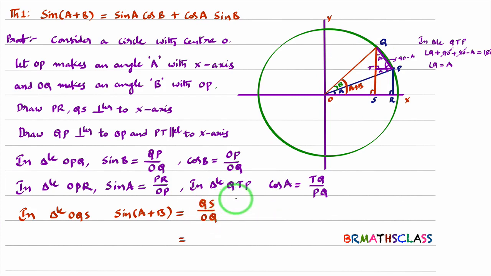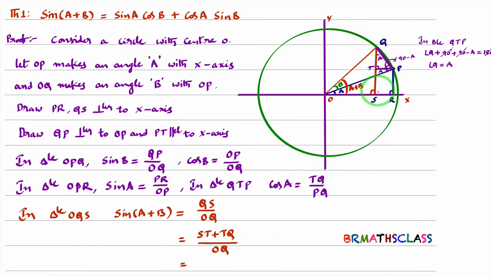You observe the diagram. Where is QS? This is QS. This QS can be written as ST plus TQ. Yes, we can write like that. What is ST plus TQ? It is nothing but QS only. We can understand this easily. Why am I writing like this? Just to get the answer. That's it. Divided by OQ. This OQ I am writing as it is.